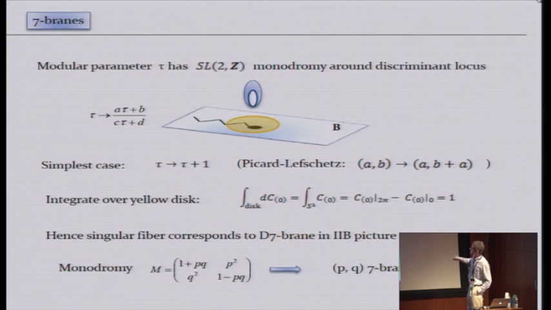And therefore, we've seen before that the thing that sources one unit of Ramond-Ramond flux is a D7 brane. So from the type IIB perspective, at this discriminant locus there's a D7 brane sitting here. That's what it means. And that's for the simplest case where you have a (1,0) cycle shrinking to zero size. More generally, if you have a (p,q) cycle shrinking to zero size, you get this particular monodromy, and it corresponds to a (p,q) 7-brane.